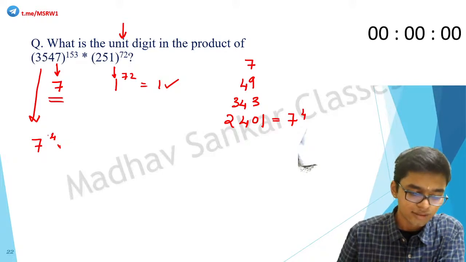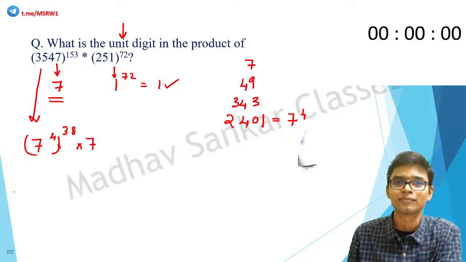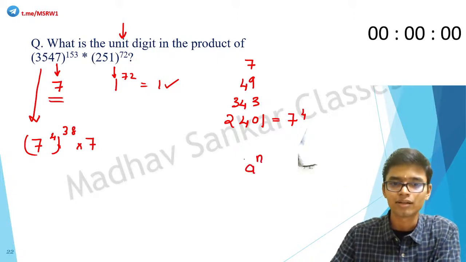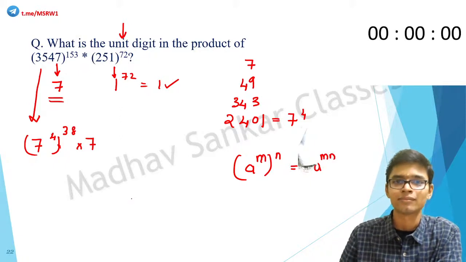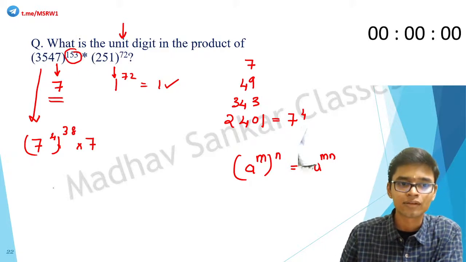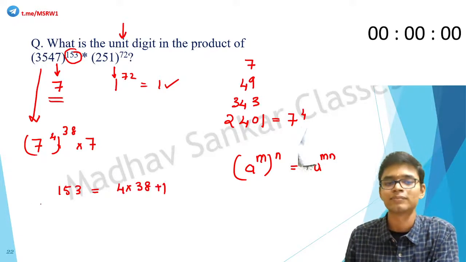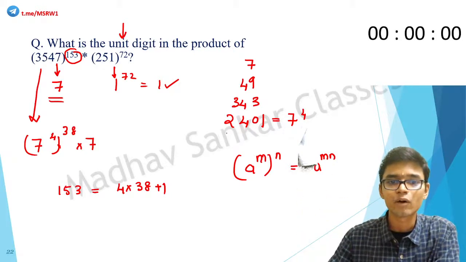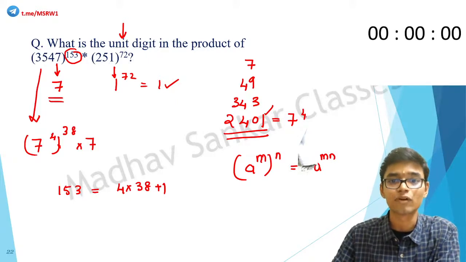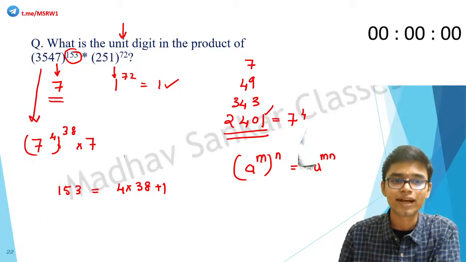7 to the power 4, the whole raised to 38, into 7. We can rewrite it like that. I hope you know that rule: a raised to m, the whole raised to n, is equal to a raised to mn. So we are actually converting the power 153, which can be written as 4 into 38 plus 1. Why are we converting it in powers of 4? Because we have found a number which ends with 1, and that is 7 to the power 4. So 7 to the power 153 can be rewritten as 7 to the power 4, the whole raised to 38, into 7 to the power 1.